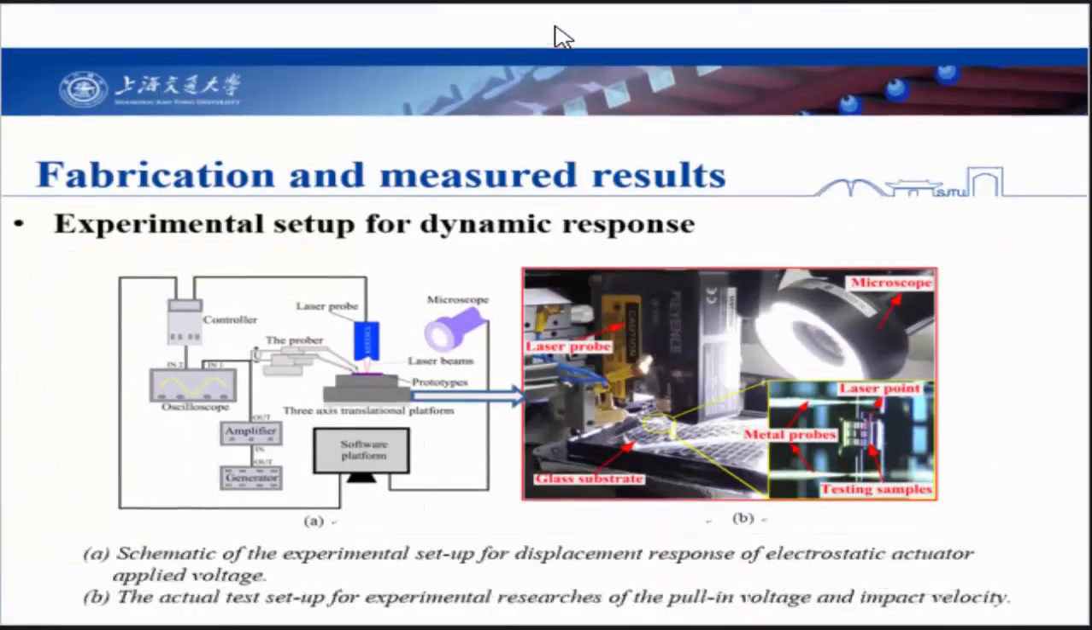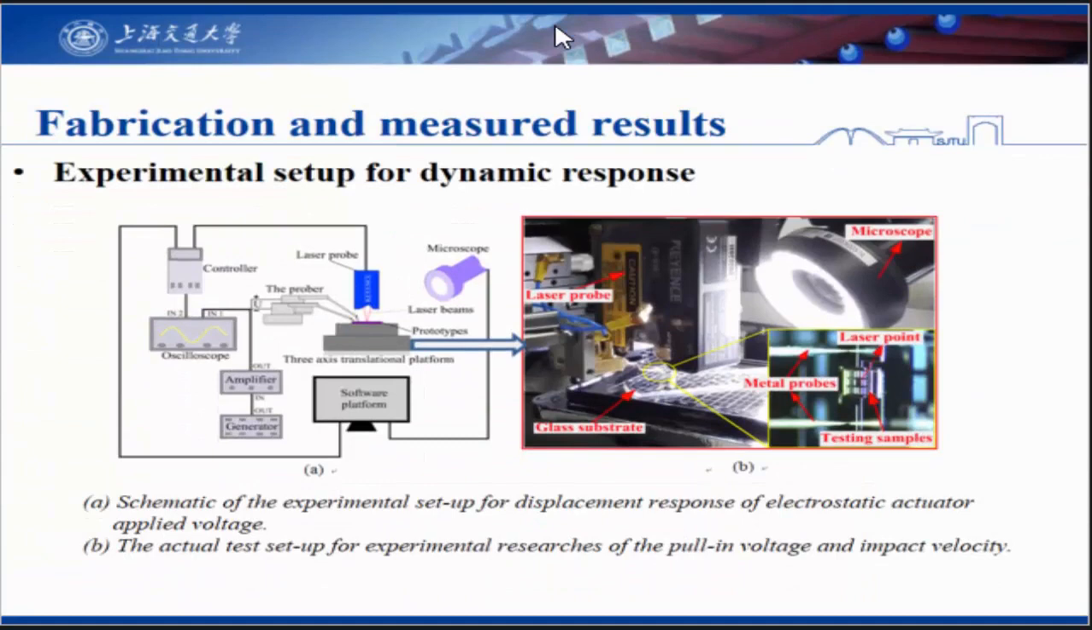Shown in this figure, for dynamic displacement response, we set up an electrical and displacement testing system based on a solid laser probe, which is used to detect the displacement. The bias voltage is applied by a pair of voltage probes. The measured dynamic displacement response can be monitored by an oscilloscope. Next, we will present a testing result for waveform deviation.